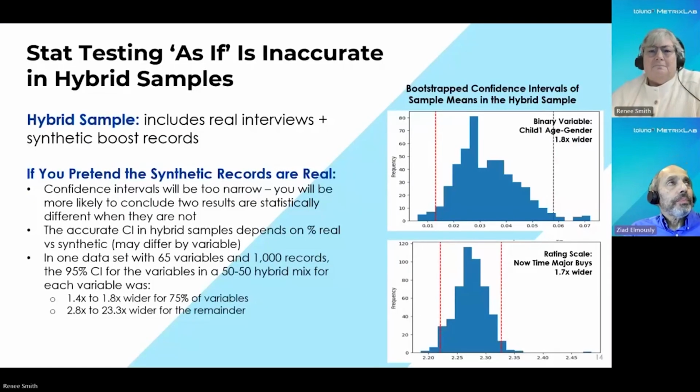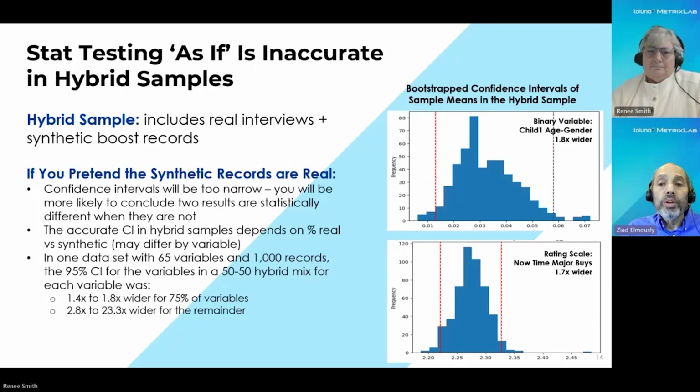By virtue of using synthetic data to boost the real data, we add noise. And this manifests itself in the lower efficiency in the hybrid sample, which includes the real interviews and the synthetic boost records. So we recommend against using the standard statistical formulas like the t-test to report confidence intervals for the central tendencies and other statistical measures.